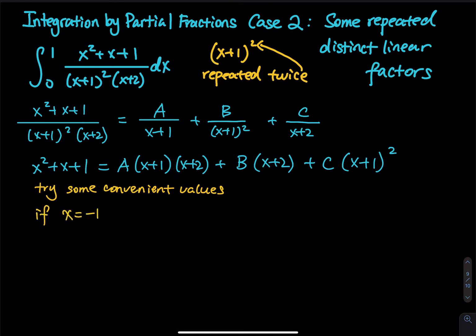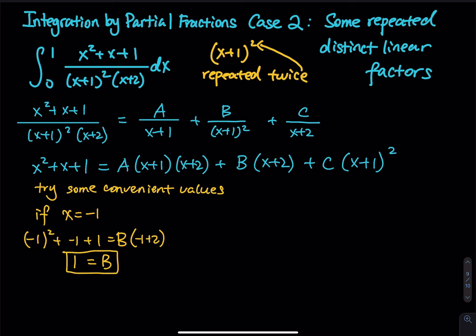What convenient values? The first one: what if x is equal to -1? When x is equal to -1, do we agree that the factor x plus 1 will be equal to 0, right? You plug in x equals -1 into the left hand side, you have -1 squared plus -1 plus 1. What about the right hand side? Once you plug in x equals -1, the x plus 1 will be gone, so the A and the C will be gone instantly. Then you have B times -1 plus 2. On the left hand side, you have 1 equals -1 plus 2, which is 1. So you have 1 equals B. We just got one letter. You don't need to expand anything, you don't have to group anything, and you don't have to solve any system if you use this method.